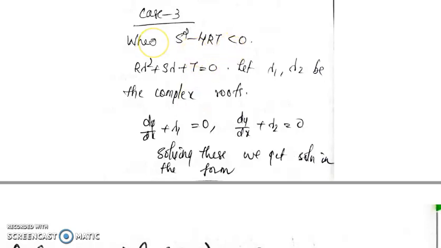When s square minus 4rt is less than 0, that is, when the discriminant is less than 0, you will have complex roots. So the equation r lambda square plus s lambda plus t equal to 0 will have complex roots. Let me call them lambda 1 and lambda 2. Now the characteristic equations are given by dy by dx plus lambda 1 equal to 0 and dy by dx plus lambda 2 equal to 0. Now solve these equations.